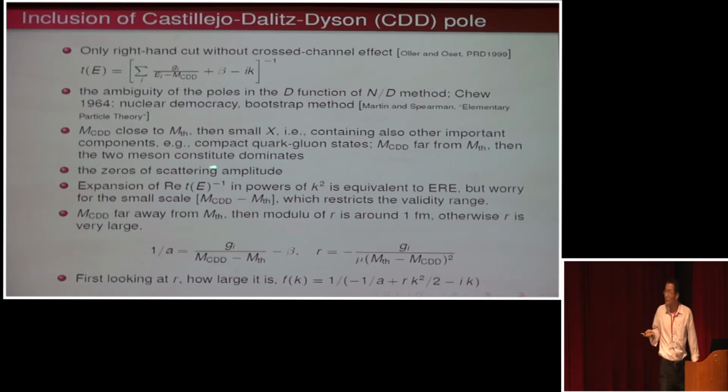At the last two points, we show how it is related to the effective range expansion. We just expand the real part, and we can recover the ERE. At this point, you will see that if the CDD pole is close to threshold, the value of the effective range will blow up. So certainly the expansion does not converge.